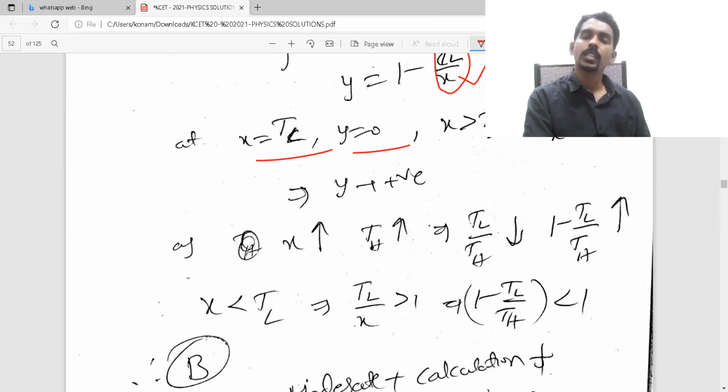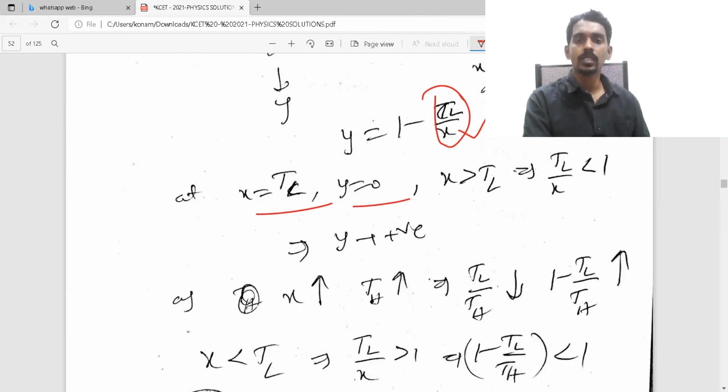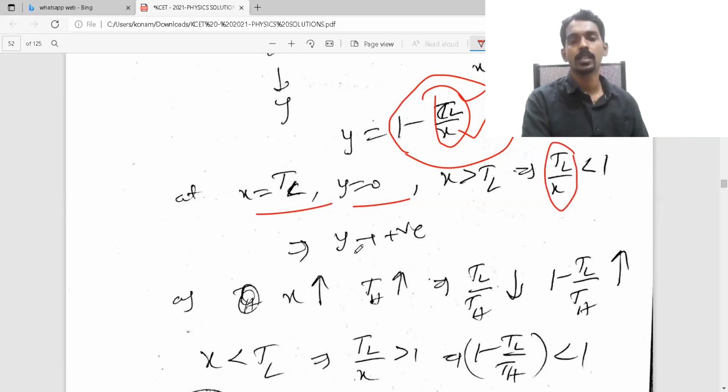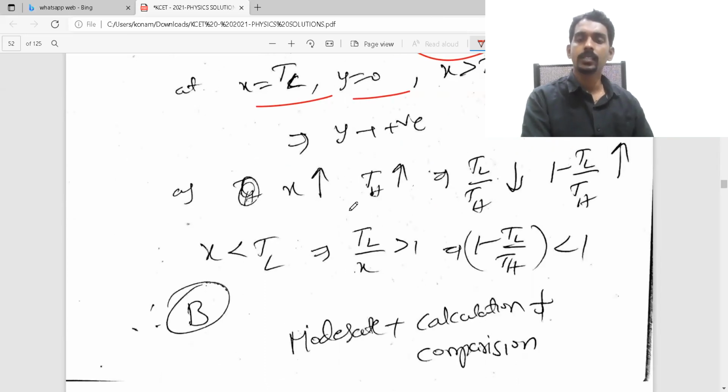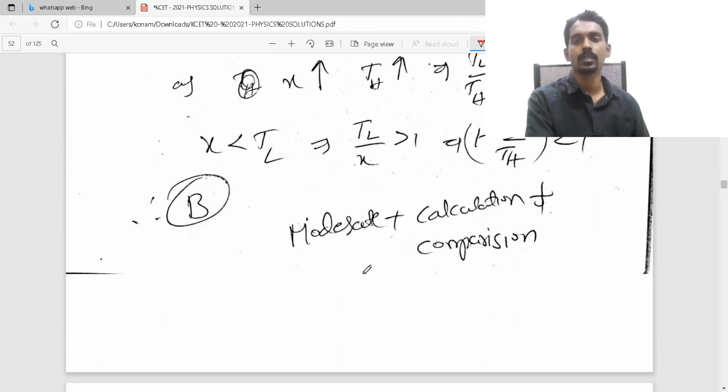Now when X is greater than TL, so right side, TL by X is less than 1. So as X increases, this decreases. This keeps on decreasing. So 1 minus something keeps on increasing. So Y value increases. But when X decreases, it becomes reverse.